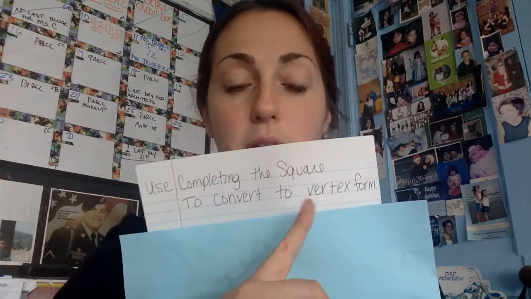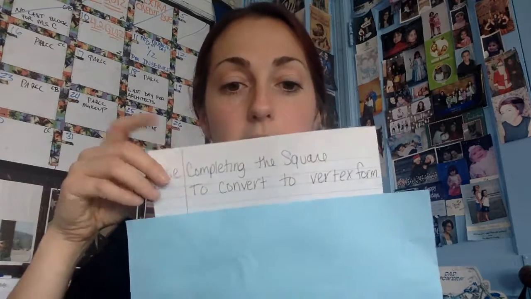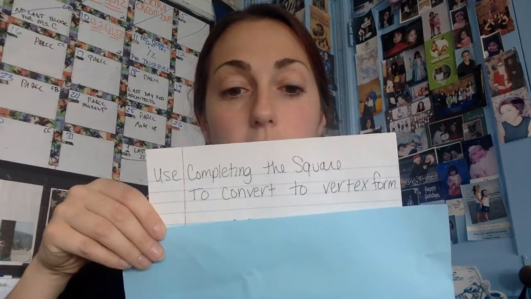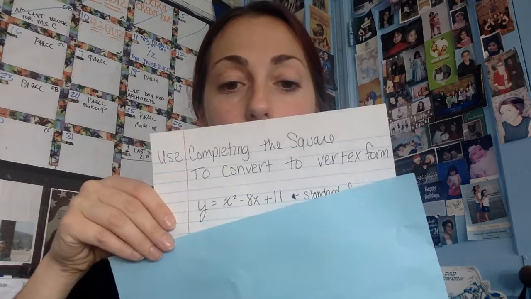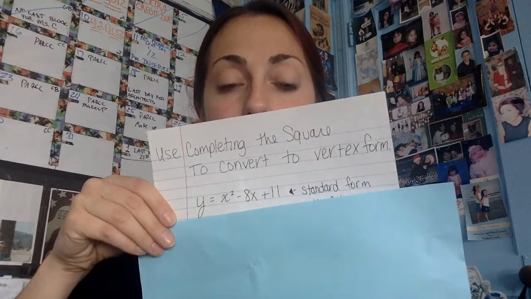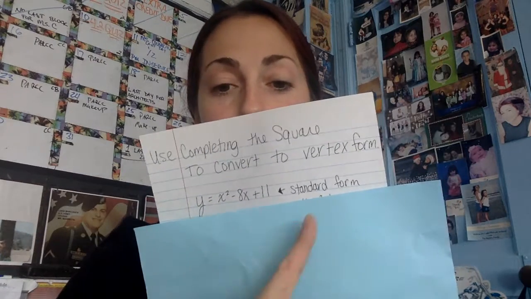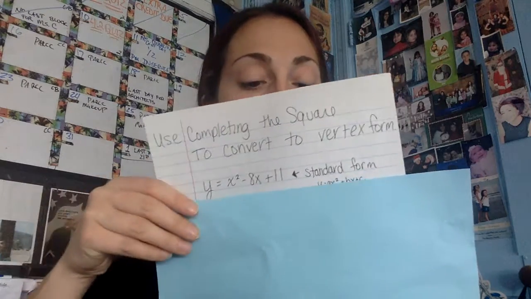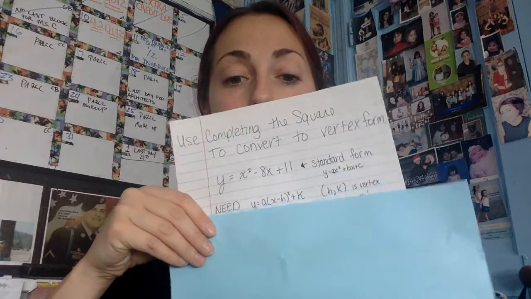Hey guys, today we are using completing the square to convert to vertex form. It's pretty cool. We're going to be given an equation like this, y equals x squared minus 8x plus 11. And as you know, this is in standard form, right? And I'm going to teach you right now how to use completing the square to turn it into vertex form.